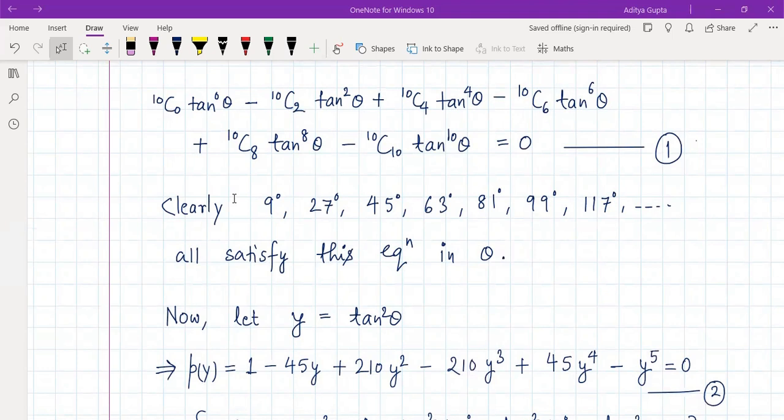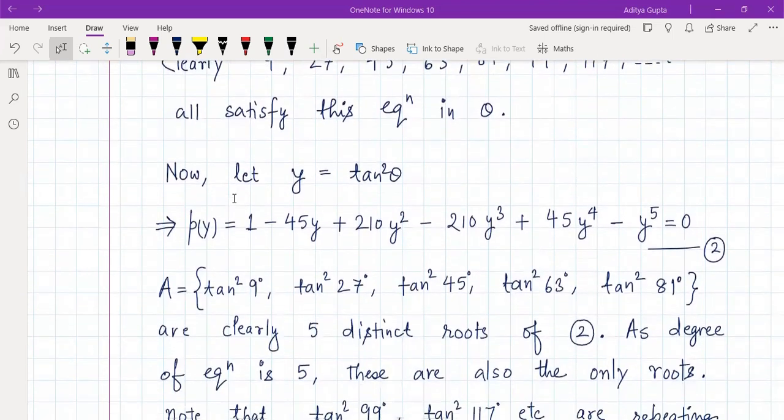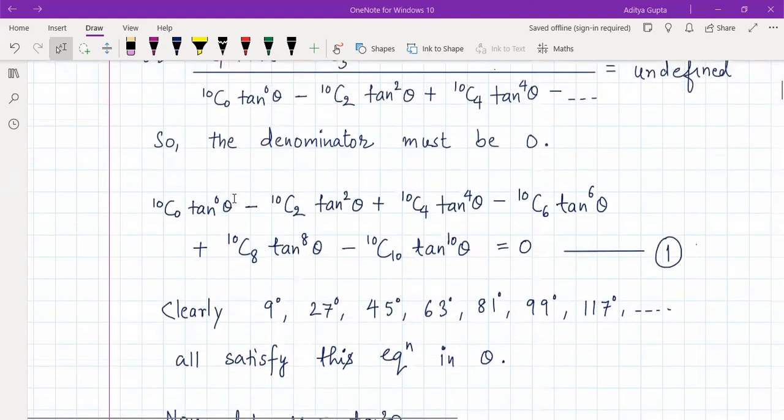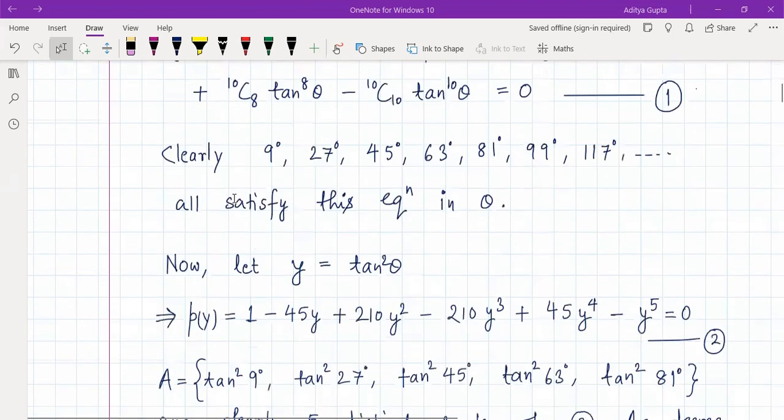Now, since we have substituted y is equal to tan square theta, tan square 9 degree will also be a root of this equation. Tan square 27 degree will also be a root. Tan square 45 degree, because these were the possible values of theta, right? 9 degree, 27, 45, 63, 81, 99, 117, all of these possible values of theta were there.